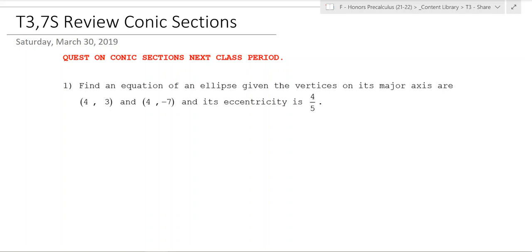Hello and welcome to T3 Day 7 of Honors Precalculus. And yeah, we do have an assessment coming up. So let's review conic sections.